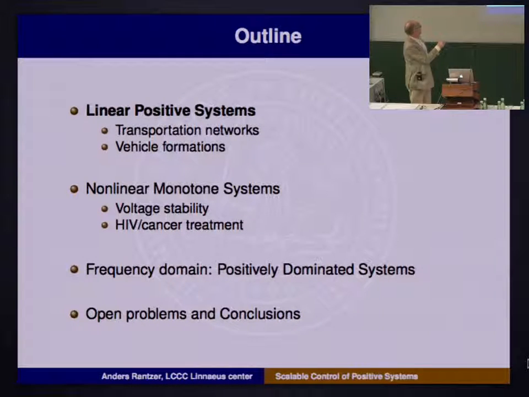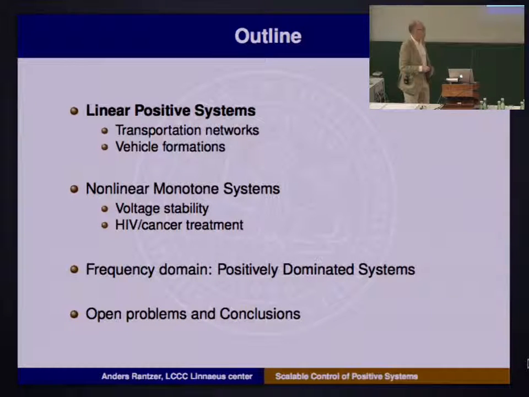So this is the outline. I'd like to speak first a bit about linear systems. That's when this term positive system occurs. And I would like to use some very simple models of transportation networks and formation control problems, just to illustrate the concept. So you can ask what's the difference between positive and monotone.